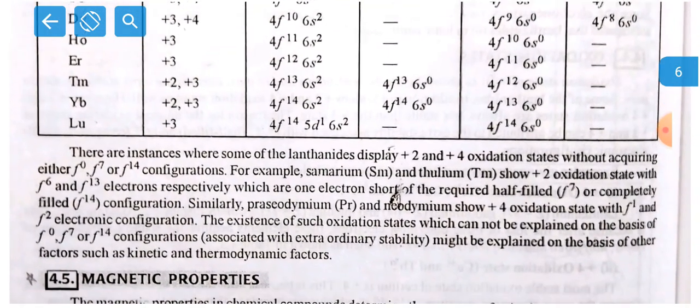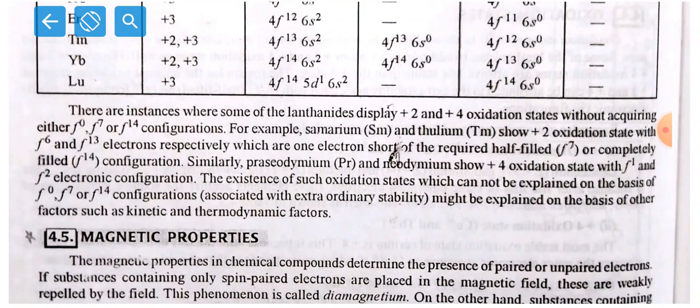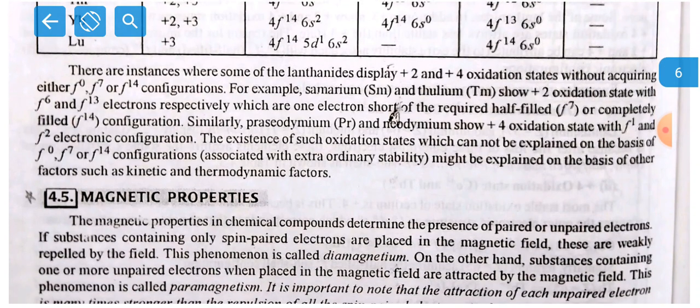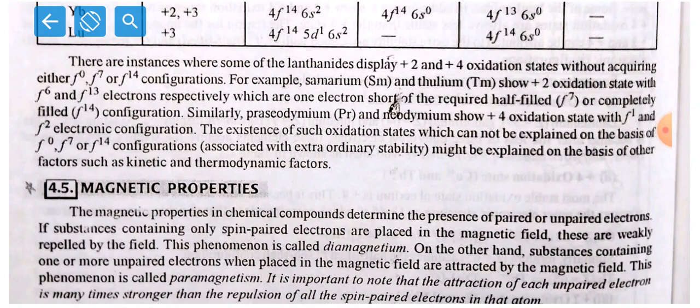There are instances where some of the lanthanoids display +2 and +4 oxidation states without acquiring either f0, f7 or f14 configuration. For example, samarium and thulium show +2 oxidation state with f6 and f13 electrons respectively, which are 1 electron short of the required half-filled f7 or completely filled f14 configuration.